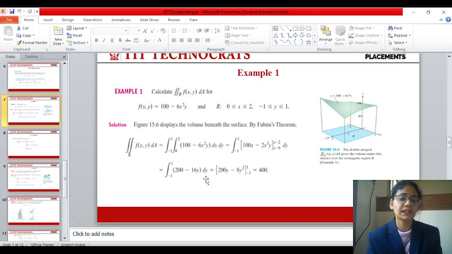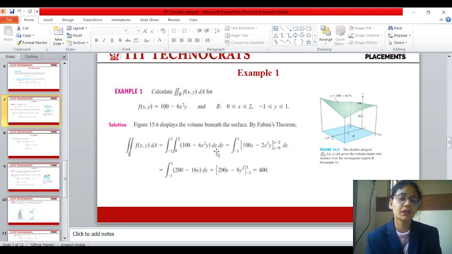Further, we have to take the integration with respect to y. 200 is constant, so the integration of the constant with respect to y will be 200y. For 16y, add power 1 plus 1, 2. It will be y square upon 2. 16 by 2 is 8. Now put the upper limit, lower limit. All in all, you get this is equal to 400. So this is the value which we get by integrating first with respect to x.